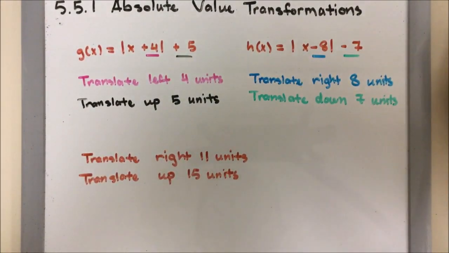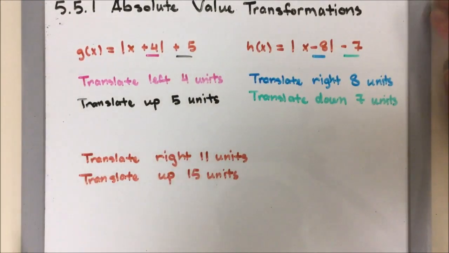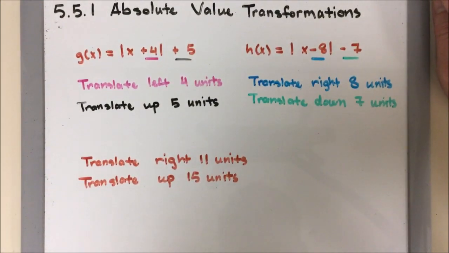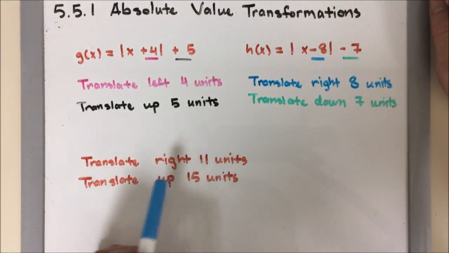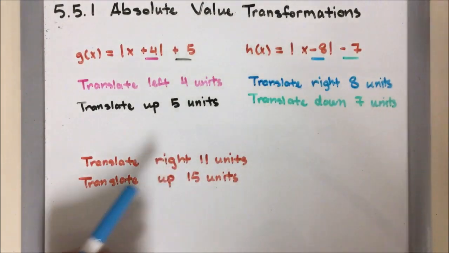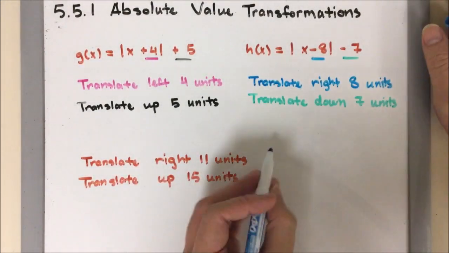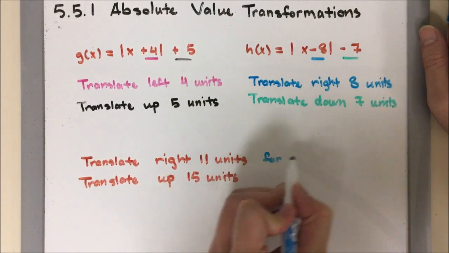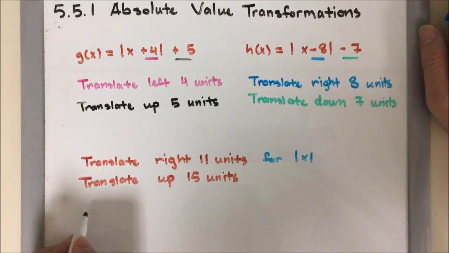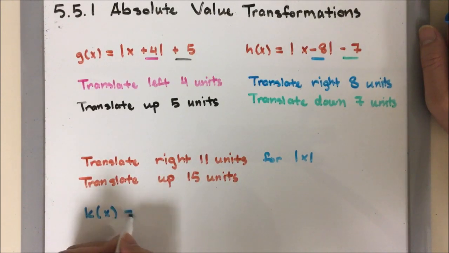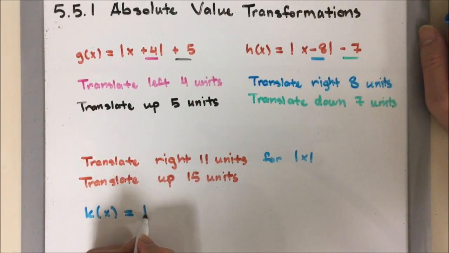So in this next example, we are given the transformation, and you're asked to write the equation according to the transformation. So translate right 11 units for the absolute value of x. So first off, I want to write, and you can use any letters, so maybe I'll use k of x. We're going to have the absolute value for sure.